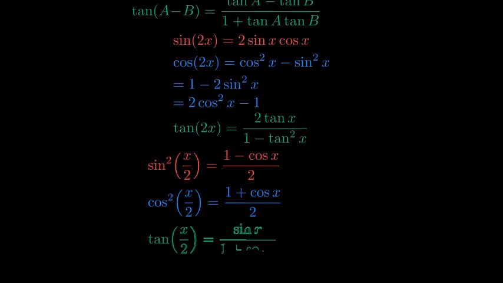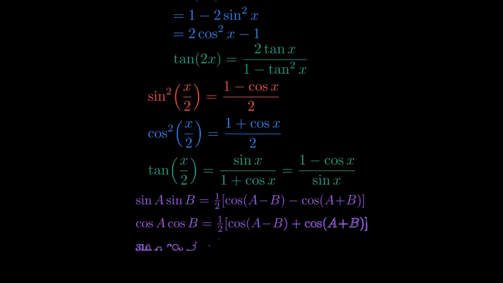For half angles, we can use squared forms to avoid sign issues. Sine squared of x over 2 equals (1 minus cosine x) over 2. Cosine squared of x over 2 equals (1 plus cosine x) over 2. And tangent of x over 2 equals sine x over (1 plus cosine x), and also equals (1 minus cosine x) over sine x, when defined.